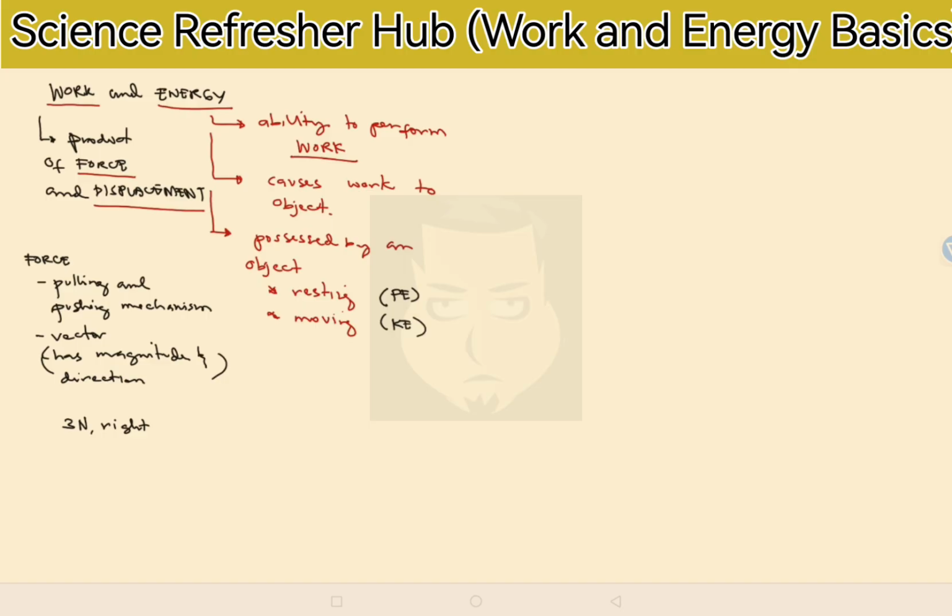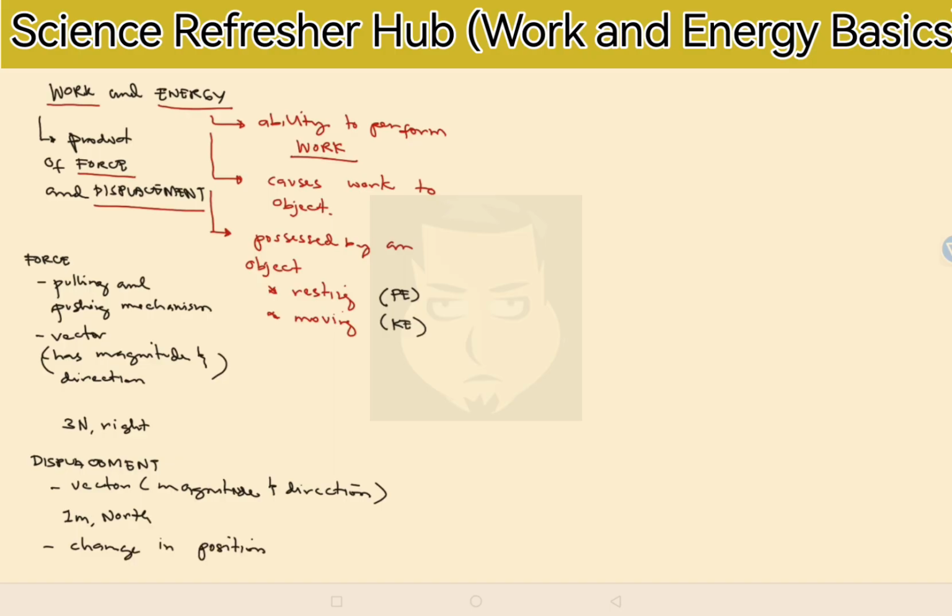And we will have displacement. Displacement is also a vector. So it has magnitude and direction. Same with force. Example, 1 meter north. So we have 1 meter as our magnitude or value. We have north as our direction. It is also defined as the change in position.